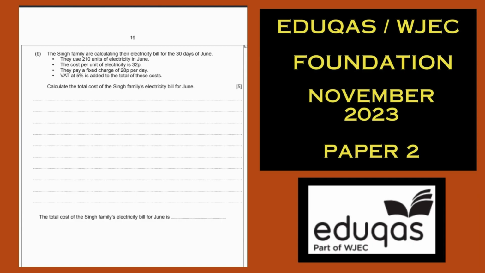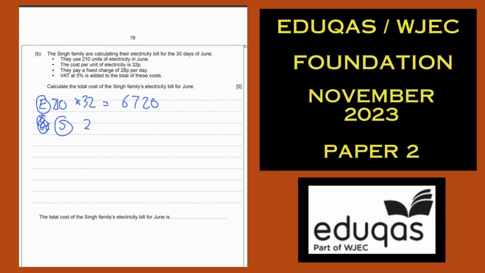We're into June. They're looking at electricity, and there's gas. They use 210 units. The cost is 32 pence. Let's multiply. Don't read on. Get your answer. Start picking up the marks. 6,720 pence. They pay a fixed charge of 28 pence per day. I expected gas. We're not doing gas.